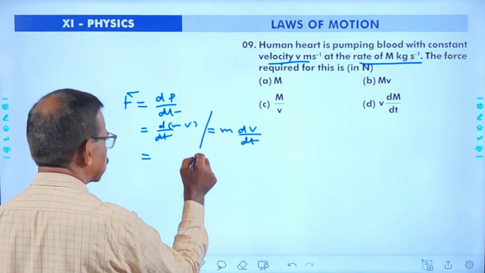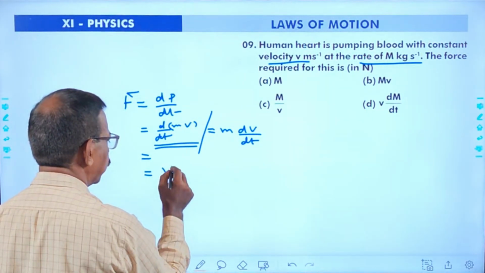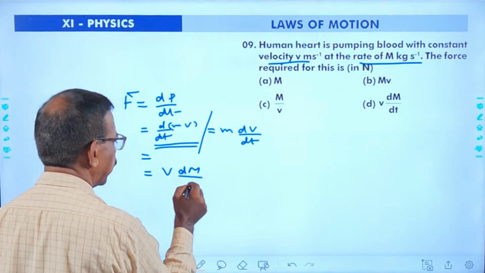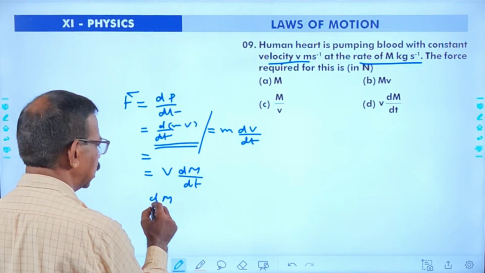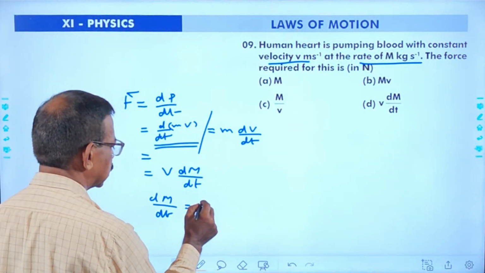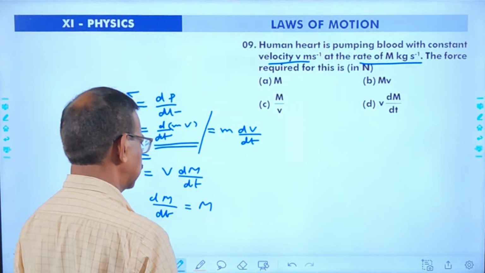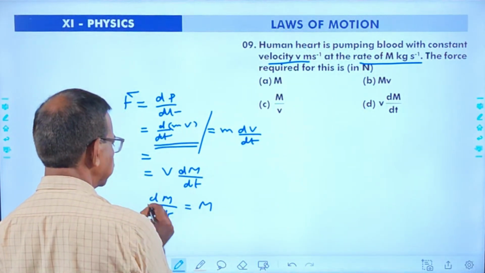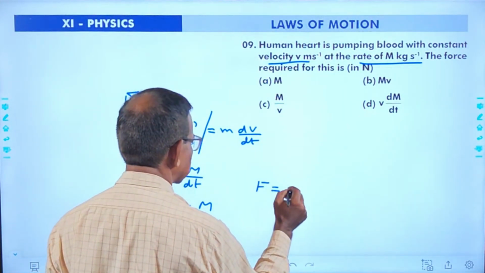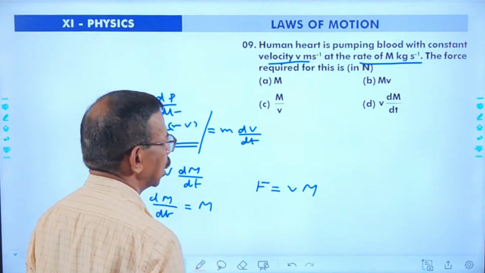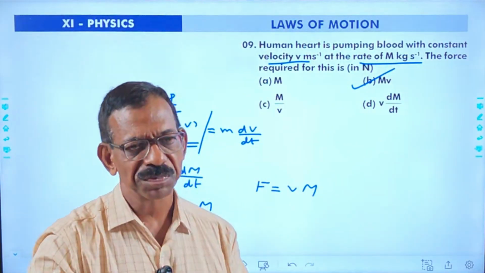Hence, this relation is to be written like this. d by dt of mv means v into dm by dt, since V is constant. Here it is given that dm by dt, mass is changing at the rate of m kilogram per second. That is, dm by dt is m. Hence, the force is F equals V into m, or the answer may be mv. The correct answer is option B.